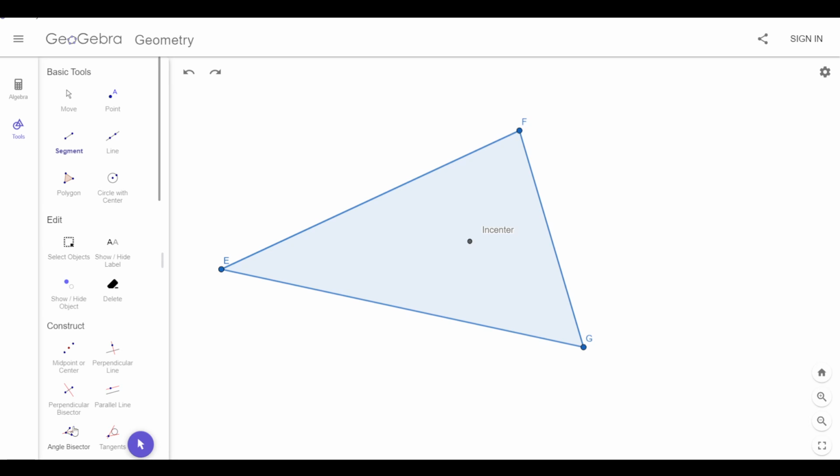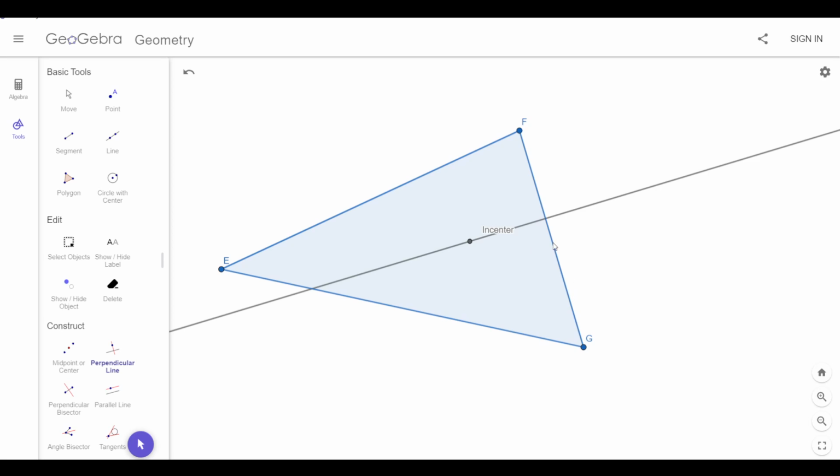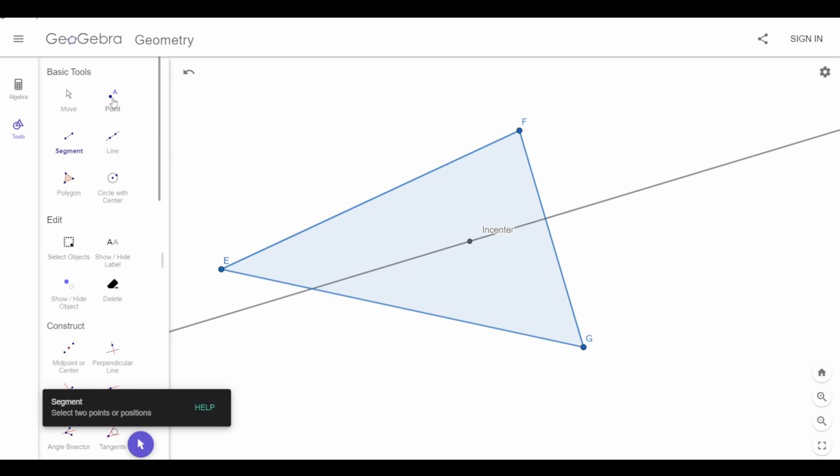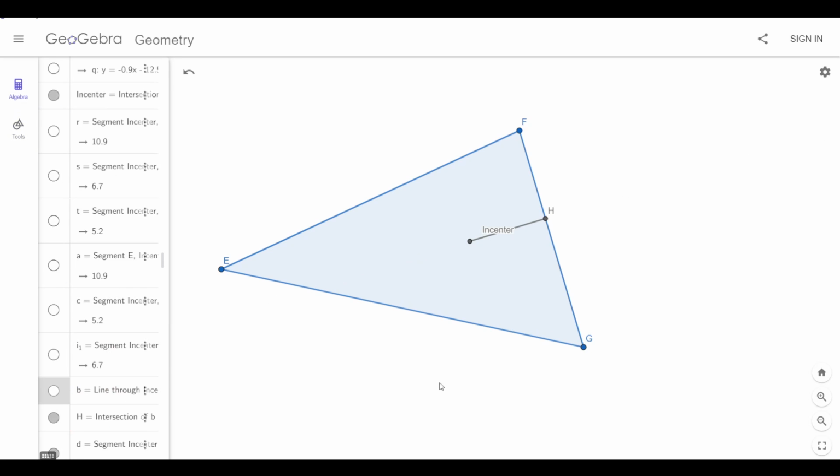So let's do that. I've got a tool that says perpendicular line. What I'm going to do is click on the incenter, then click anywhere on this line. It's going to make a perpendicular line from the incenter to that side right there. See what it did? So what is the actual distance, though? I've got to put a point here for this to work. So let's put a point right there. And now I'm going to make a segment from the incenter to H. Okay? Let's get rid of this big old line right here. There we go. So that right there is the distance from the incenter to H.